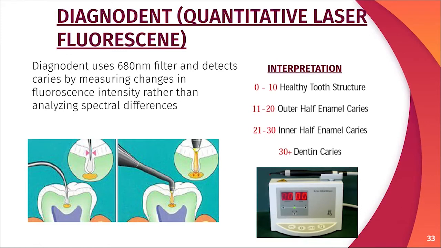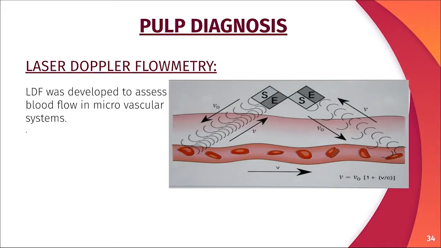DIAGNOdent works on the principle of QLF. DIAGNOdent uses a 680 nanometer filter, and it detects caries by measuring changes in fluorescence intensity. The spectral differences range from 0 to 30. 0 to 10 is interpreted as healthy tooth structure, 11 to 20 outer half enamel caries, 21 to 30 inner half enamel caries, 30 plus dentinal caries.